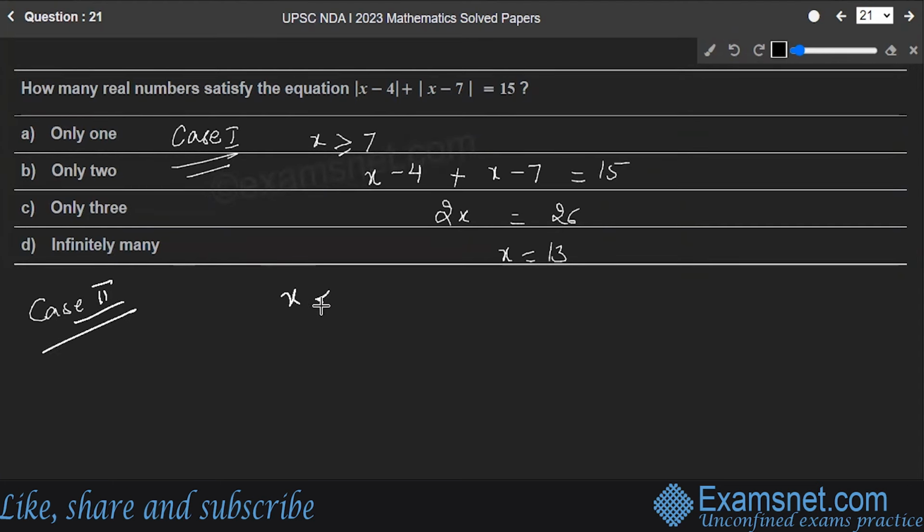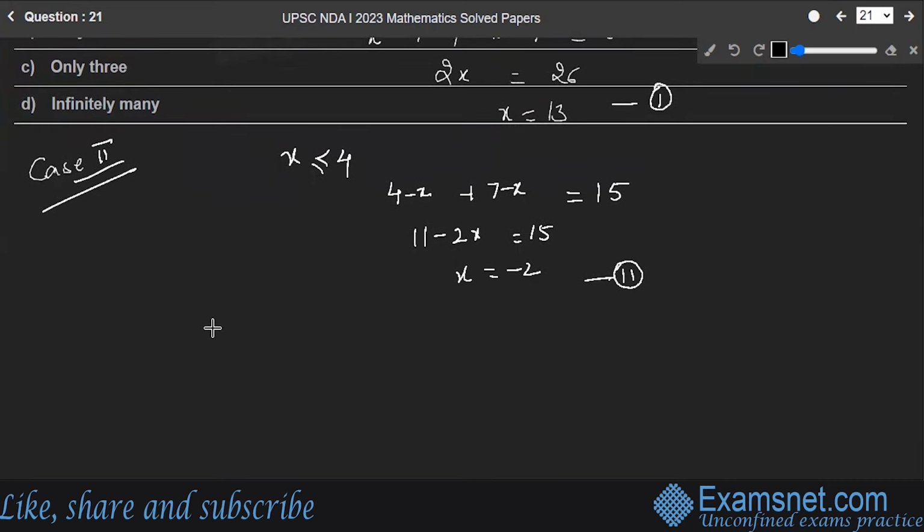When x is less than or equal to 4, this will become 4 minus x plus 7 minus x is equal to 15, which will make 11 minus 2x is equal to 15, or minus 4, this will be x is equal to minus 2. Okay, so let's name it as 1, as 2.